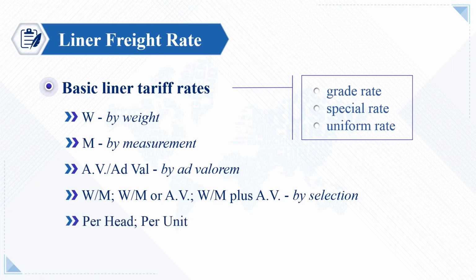And more methods: per head or per unit. The freight rate is charged according to the number of the cargo. For example, a freight of so much is for one truck or one head of live animal. Last, by open rate. The rate will be calculated according to the temporary or special agreement entered into between the ship owner and the consignor.